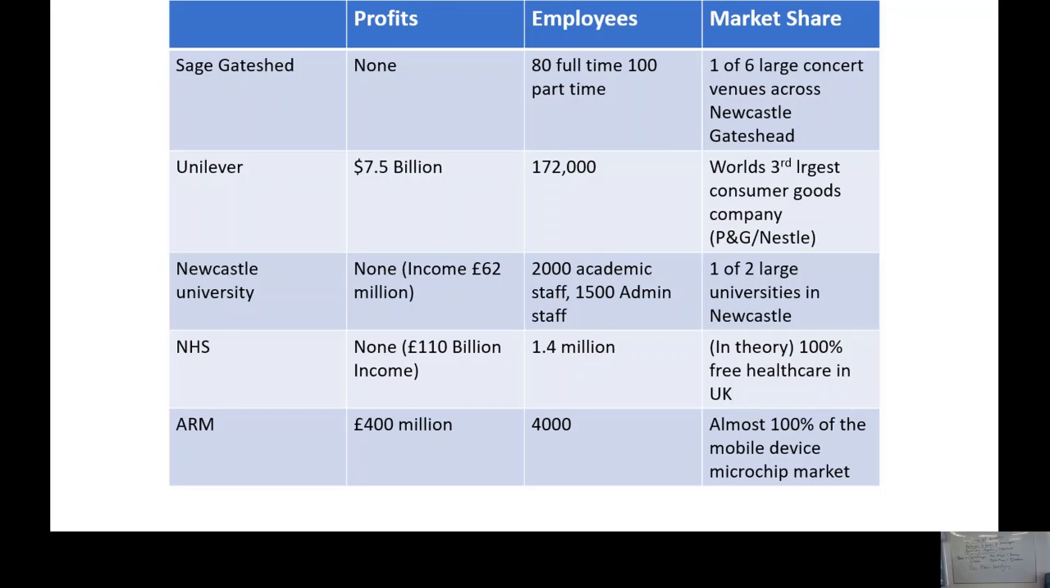ARM, a big chip manufacturer, 400 million profits, 4,000 employees, mostly in the UK, and nearly every mobile phone company in the world, up until quite recently, they developed microchips for. So it was one of the crown jewels of UK production, which is potentially going to get sold to an American company.